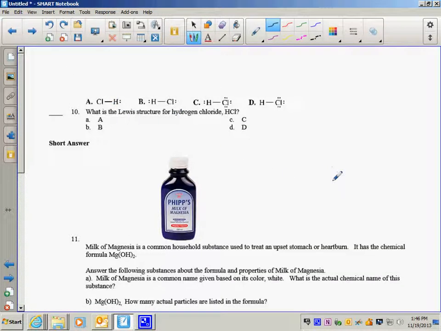Alright, last multiple choice question. We got 4 Lewis structures here. What is the Lewis structure for hydrogen chloride? That'd be this one right here. Remember, hydrogen only bonds one time, therefore it's D.